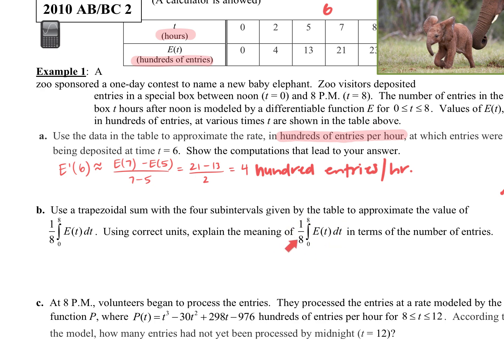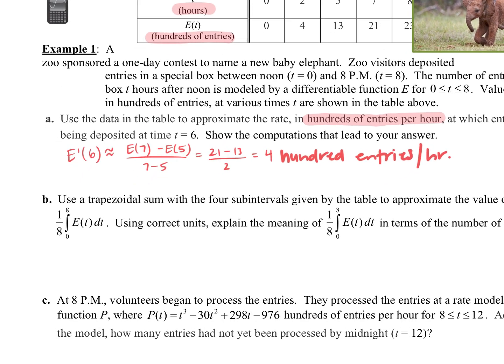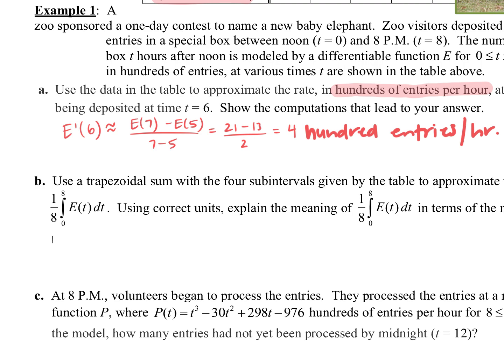What is the 1 over 8 integral thing here? What is this? Average, right? It's the average value, or in this case, the average number of entries that we're going to find, okay, in the interval from 0 to 8, right? So if we wrote this out, doing our trapezoidal sum, I'm going to keep that 1/8 out in front.